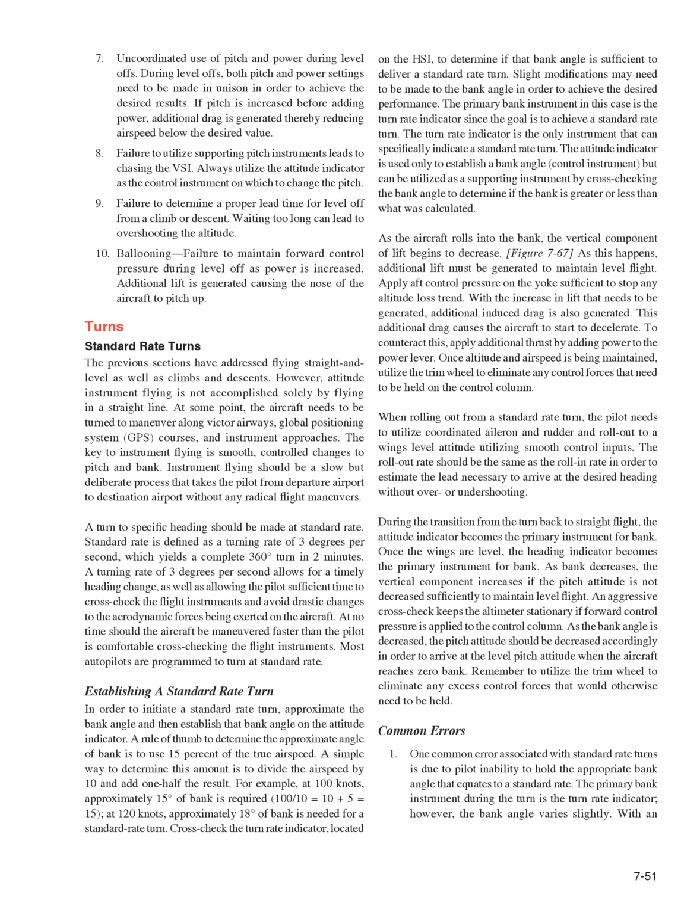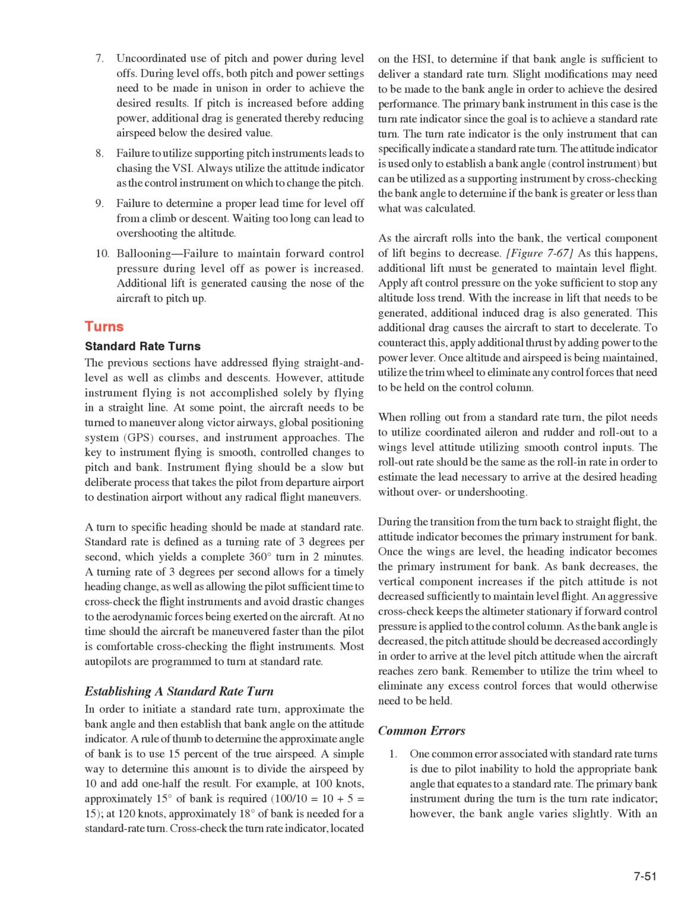When rolling out from a standard rate turn, the pilot needs to utilize coordinated aileron and rudder and roll out to a wings level attitude utilizing smooth control inputs. The rollout rate should be the same as the roll-in rate in order to estimate the lead necessary to arrive at the desired heading without over or undershooting. During the transition from the turn back to straight flight, the attitude indicator becomes the primary instrument for bank. Once the wings are level, the heading indicator becomes the primary instrument for bank.